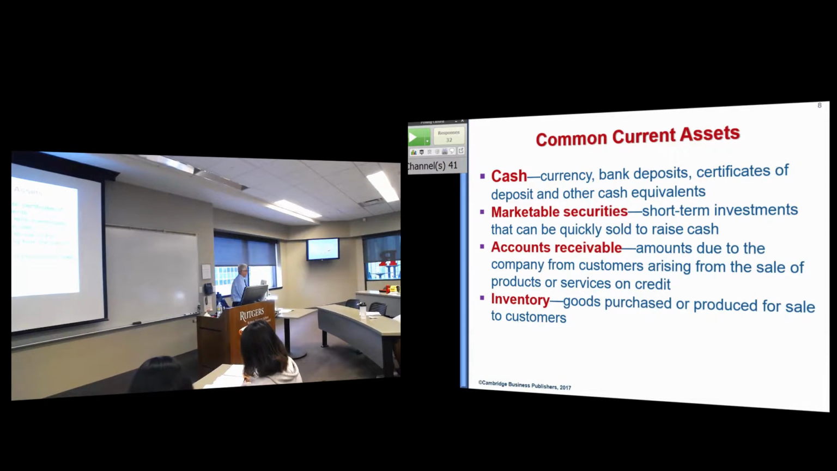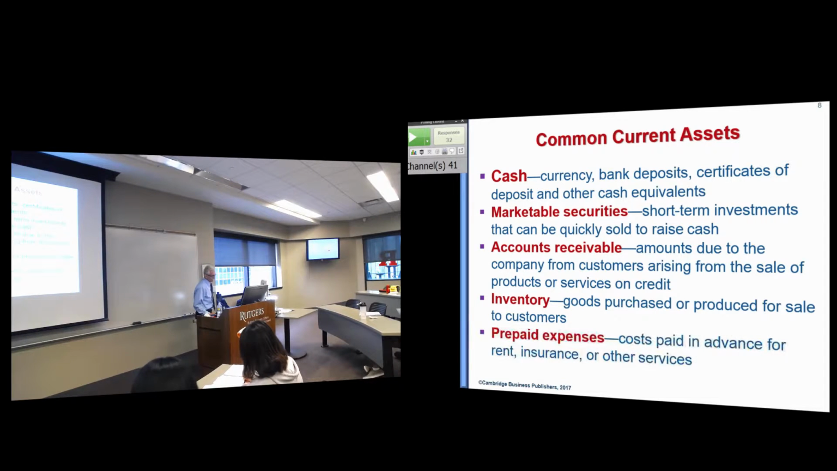Inventory, of course, these are items held for resale. You either buy them or produce them yourself. When we get into management or cost accounting, we learn how to value inventory. Again, these are just definitions. And then prepaid expenses. These are advanced payments that you make for rent, insurance, and other services. So, for example, if you prepay rent for 6 months, prepay rent for 3 years, prepay insurance, those are assets to you because they have future benefit. And as long as they have future benefit that could be used to generate income, they are assets. And they are generally current.